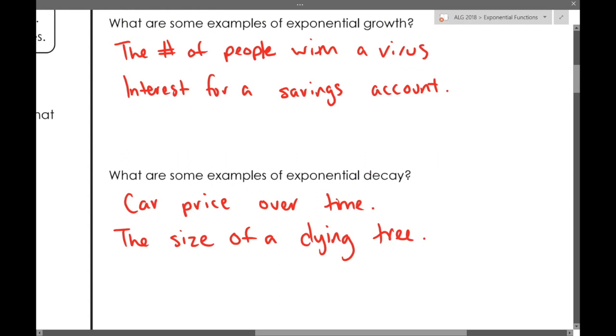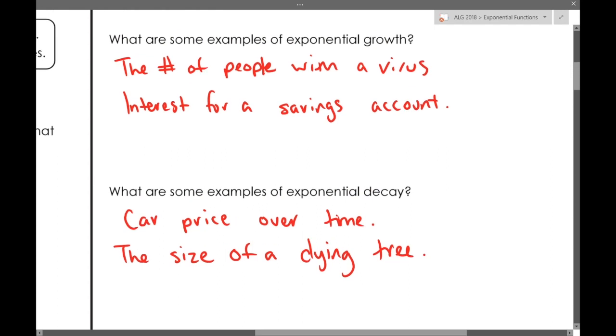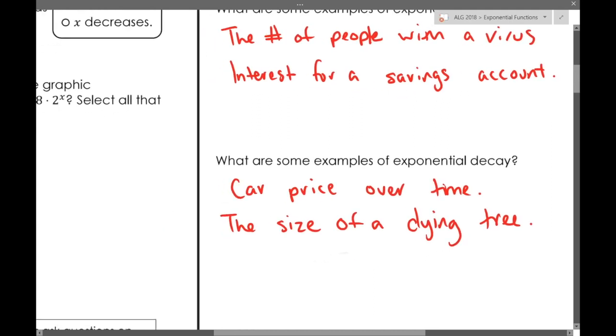So exponential growth is when it's happening really fast in a positive atmosphere. Exponential decay is when it's happening very fast in a bad and negative atmosphere. Okay, let's move on.